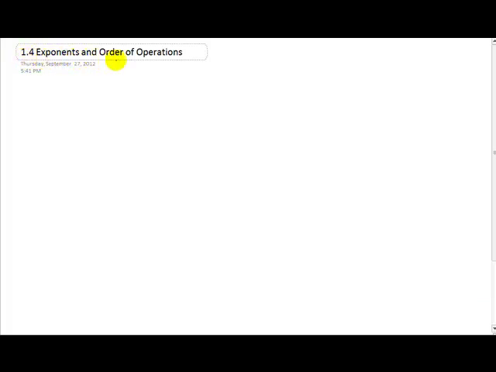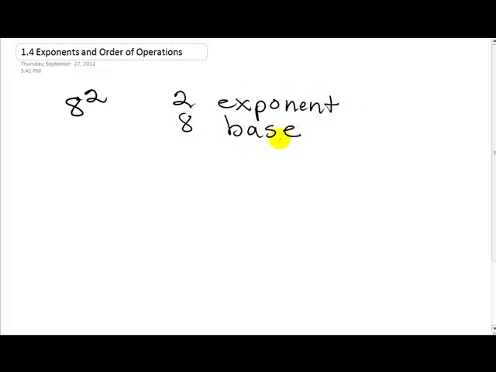1.4 Exponents in order of operations. 8 squared is how we read that. The 2 is the exponent. The 8 is the base. In 1.3 we talked about factors.